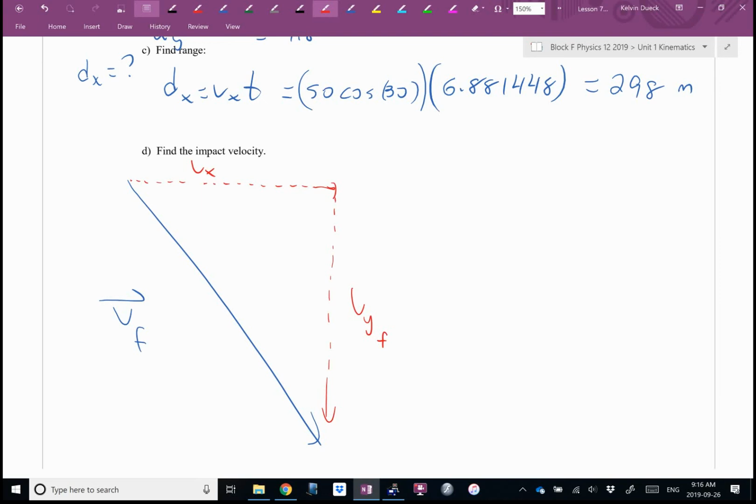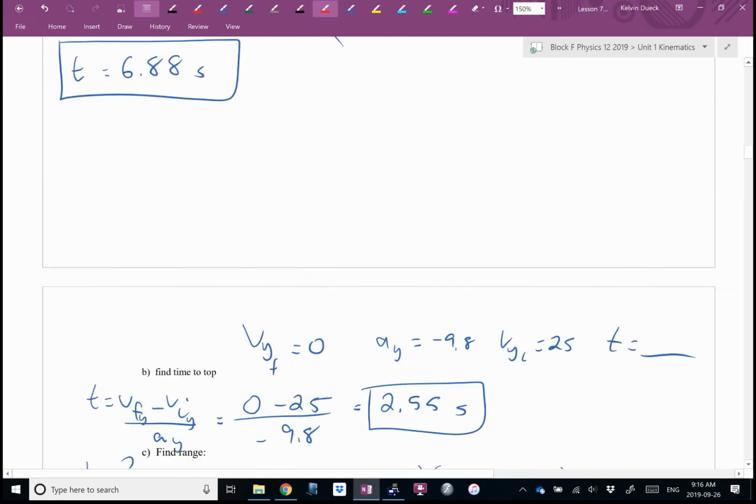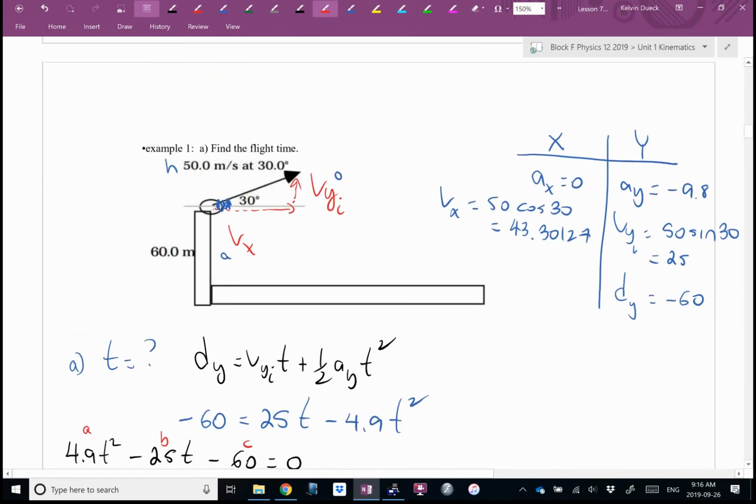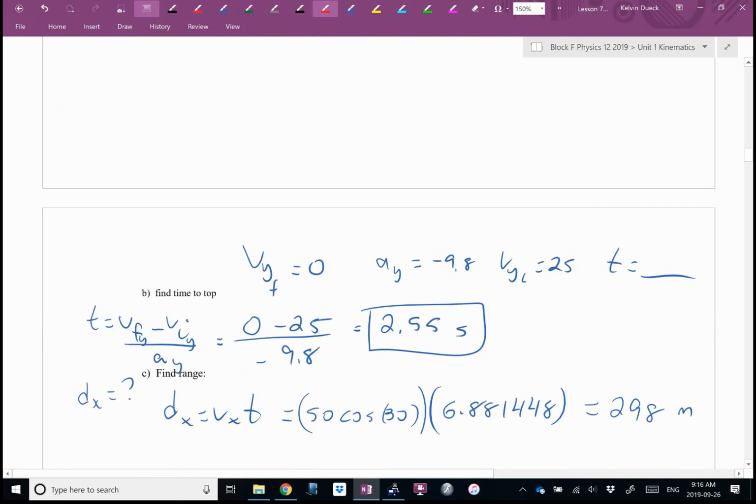Wait a minute, Vx I already know. That's going to be 50 cos 30. I'll put the decimal value in there. That's going to be 43.30127.